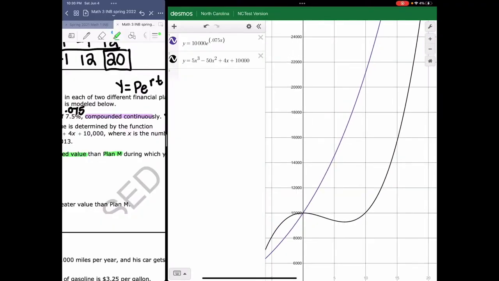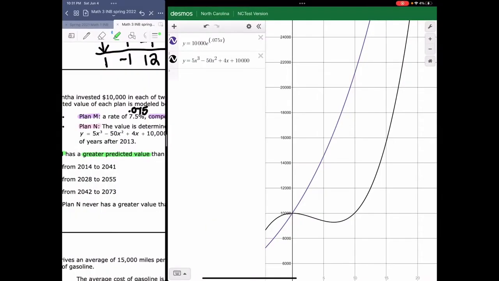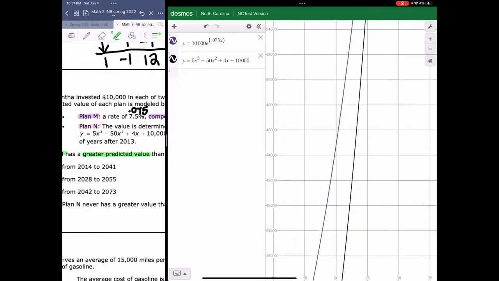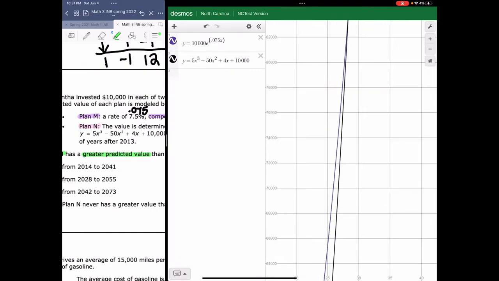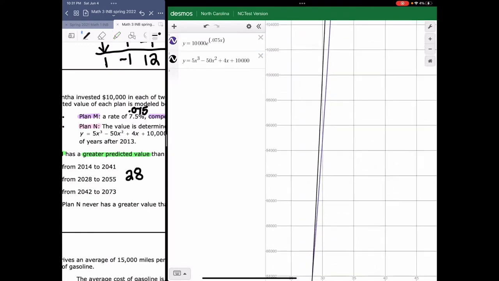So the question is when was plan N greater than plan N? Remember, plan N for ours is in black. So when is it greater? Along the graph here, purple right here in this area is still above it, so that's not greater. We're going to keep going. We're trying to look for when the purple goes below. So the purple goes below after 28 years. That's a key thing. So it starts at 28 years.